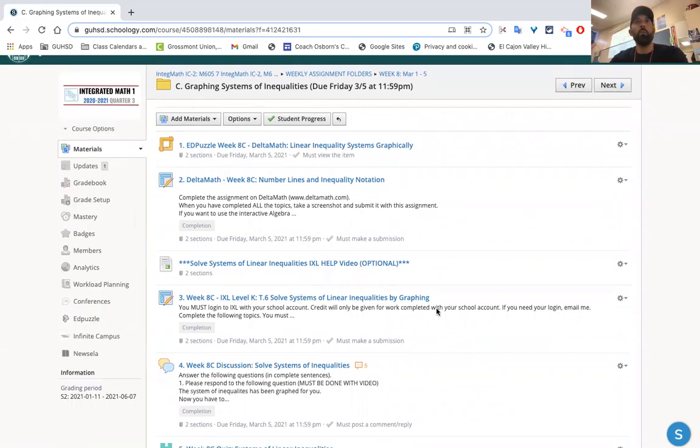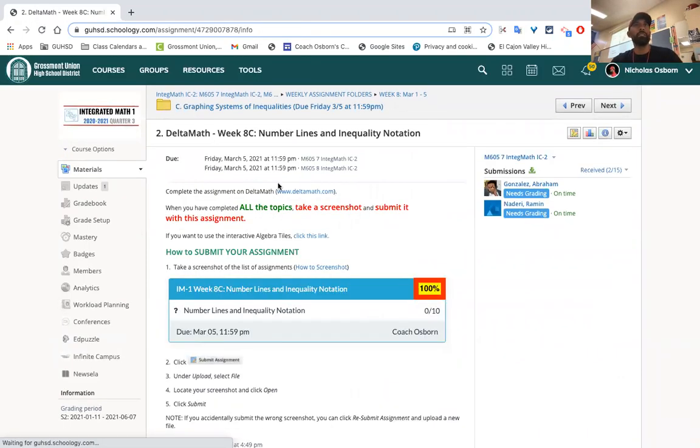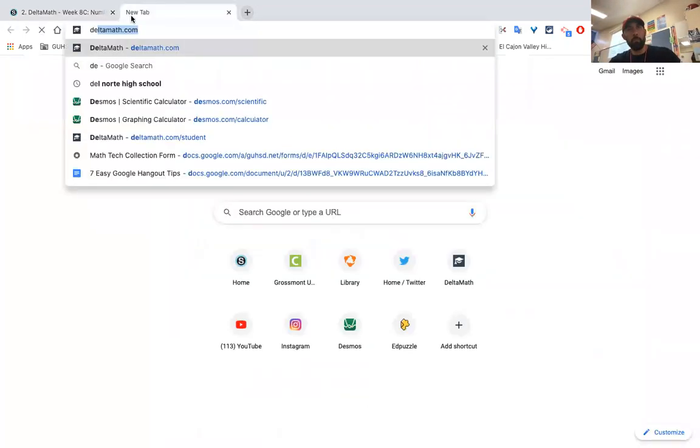So what I'm actually going to start with, though, is just show you guys how to do this Deltamath assignment, because I can imagine some of you guys kind of figured this out, but maybe some of you were a little bit challenged on this one. It's more review of the first ones. So let's go there.